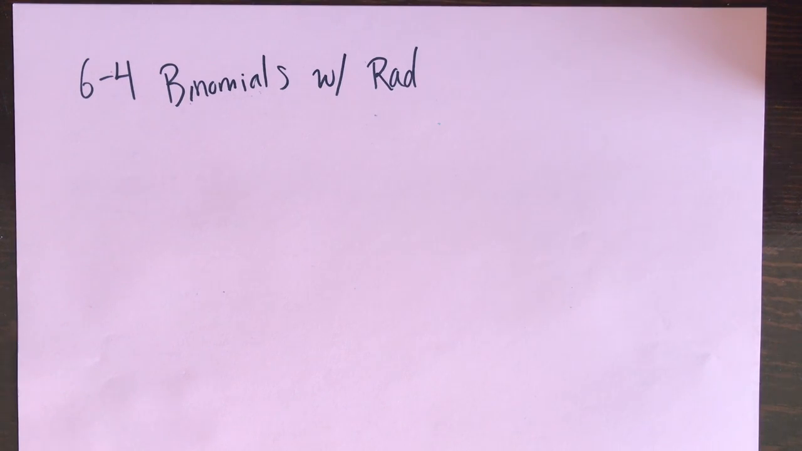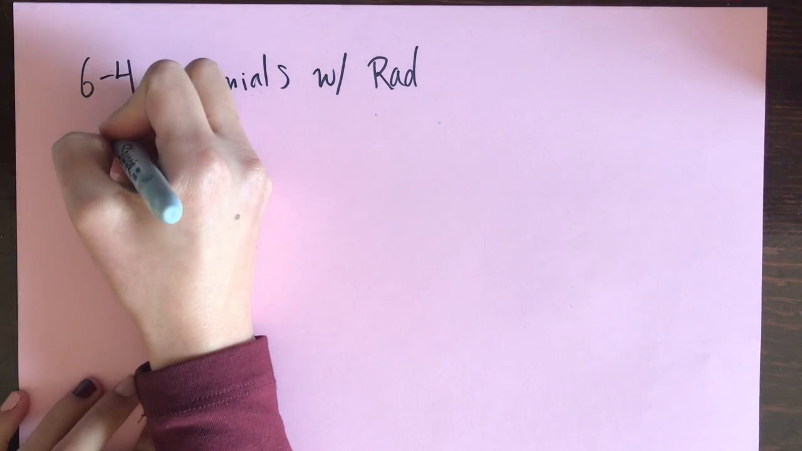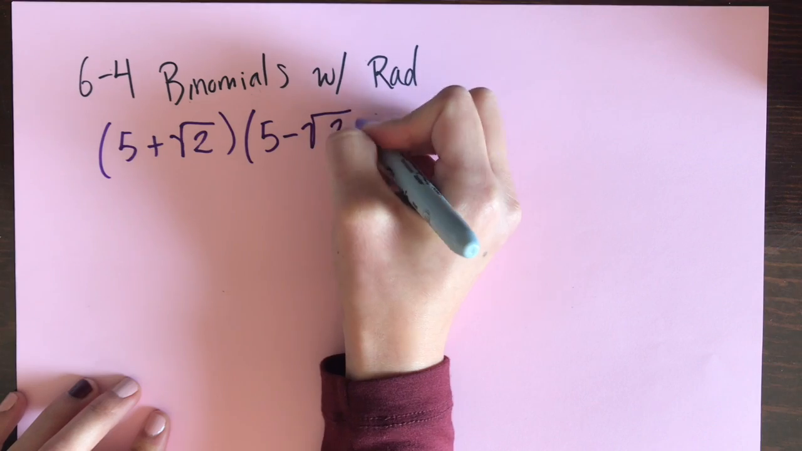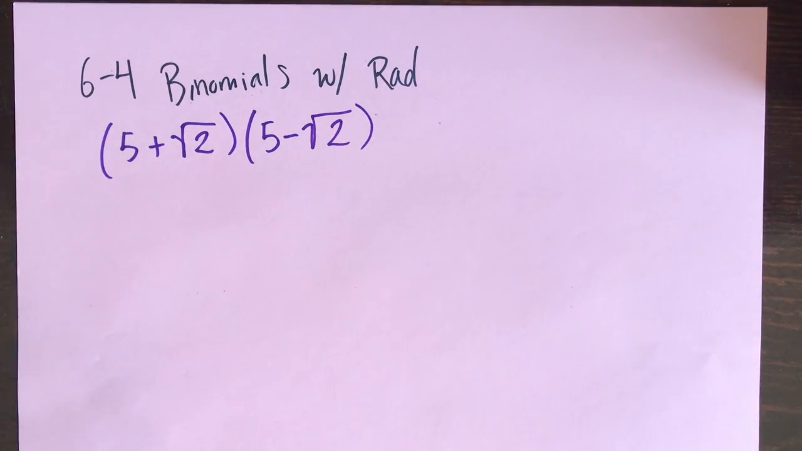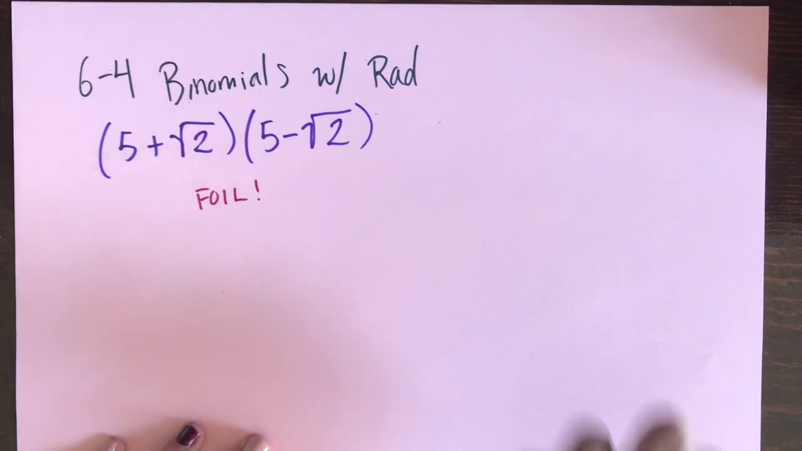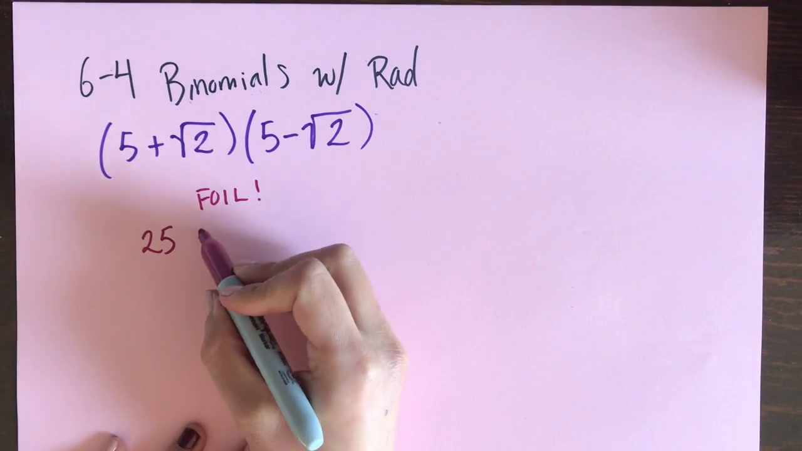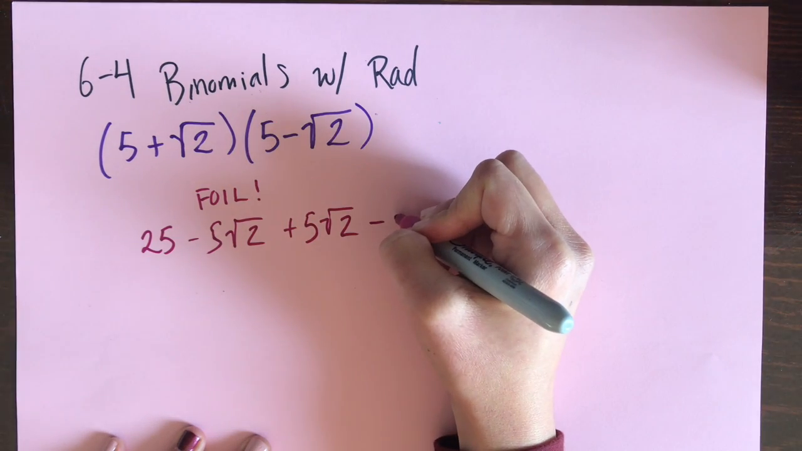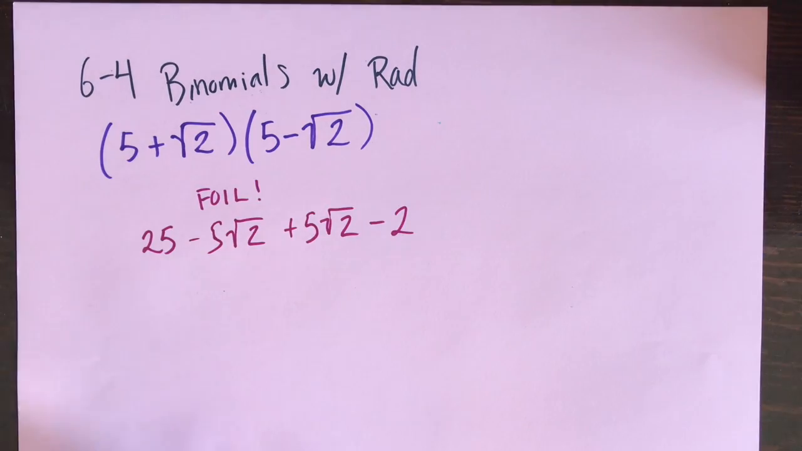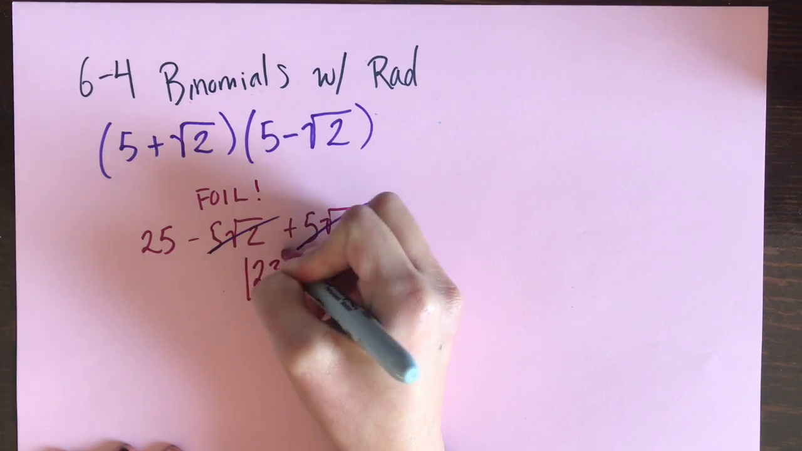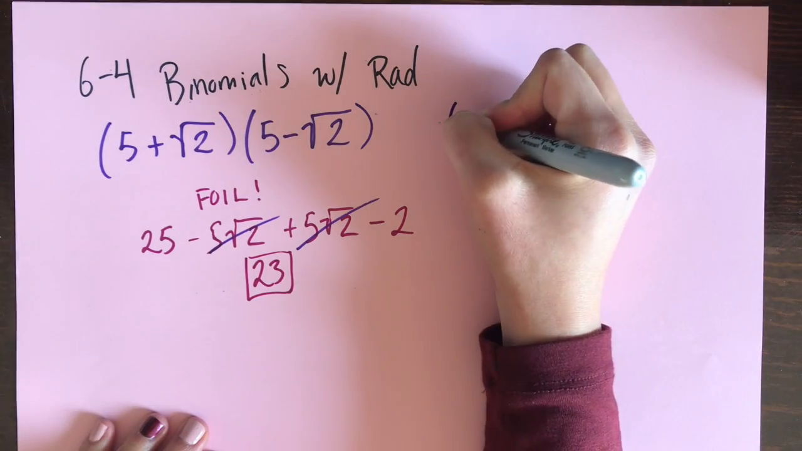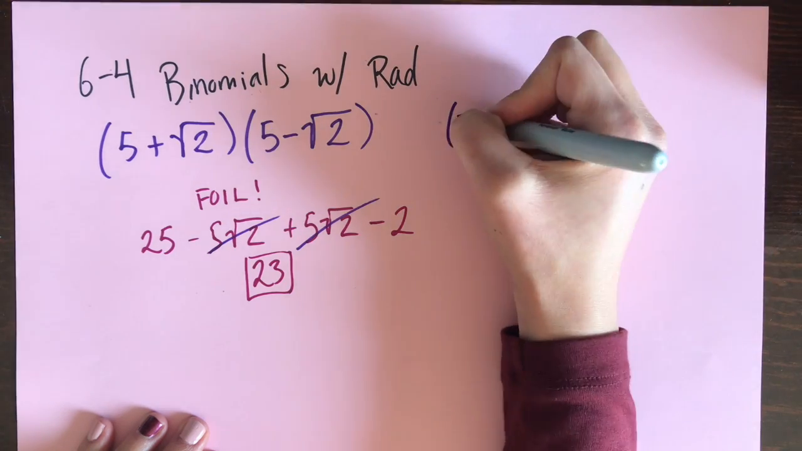Okay, so we have binomials with radicals. Binomial, if you recall, just means like 2 numbers. So it's really just a fancy way of saying what happens when I multiply 5 plus root 2 times 5 minus root 2. We're going to FOIL, because I can't add 5 and root 2 since they're not like terms. It's going to be 5 times 5, which is 25. 5 times negative root 2 is minus 5 root 2, and so on. Then the 5 root 2's cancel because they're opposite signs, and I'm just left with 23, because positive rad 2 times negative rad 2 is negative rad 4, which is the same thing as negative 2.